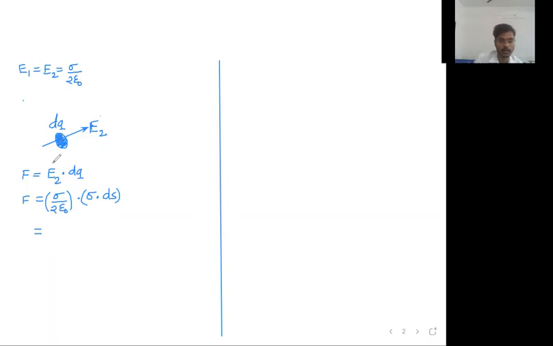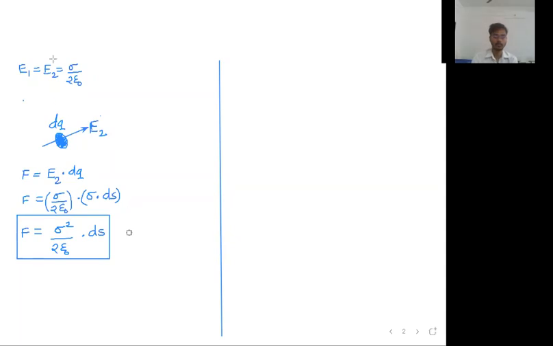Now this will give me the force acting on the very small element dq, the force acting on area ds. I want force per unit area, but I will find force first, and then I will go to force per unit area. So this gives me sigma square divided by 2 epsilon 0 multiplied by ds. This is what I get. This is actually the force acting on area ds.